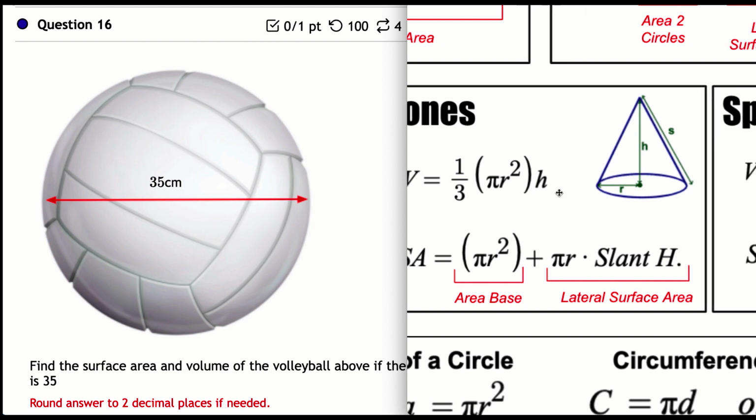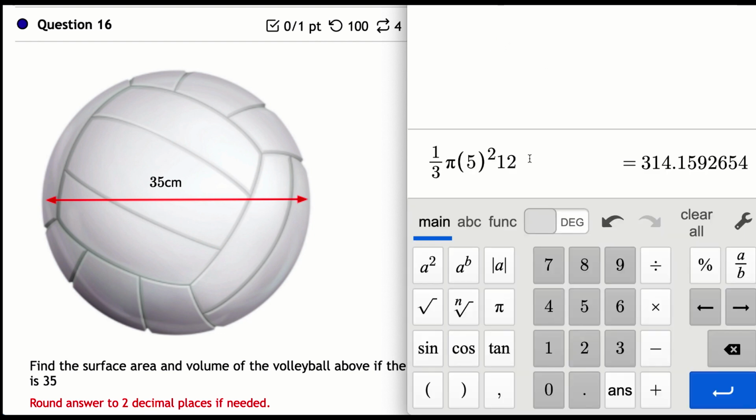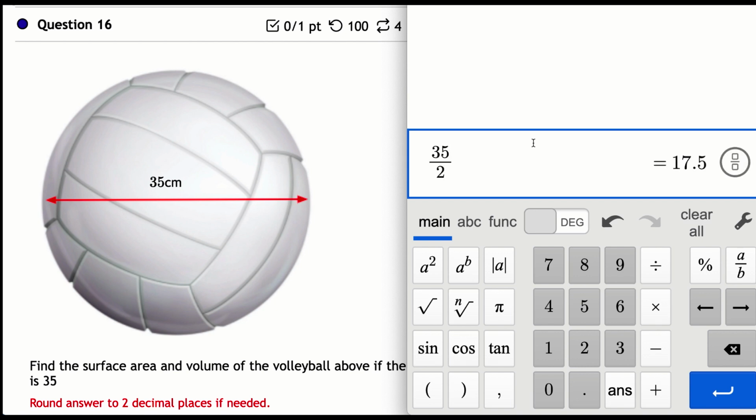We got spheres. Spheres are looking like this. Spheres, you just need to know the radius, and that's it. There's no heights, there's no slant heights, it's just radius. This is a volleyball with just the diameter given at 35. So if you're a person that needs a calculator, you could go 35 divided by 2, and you get an answer of 17.5 for your radius.